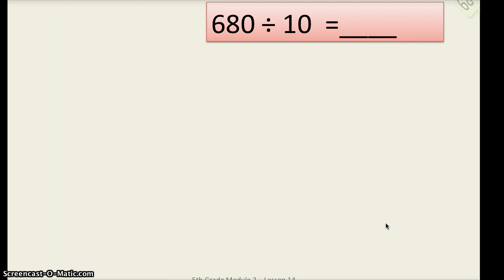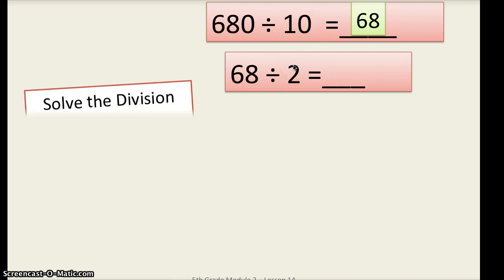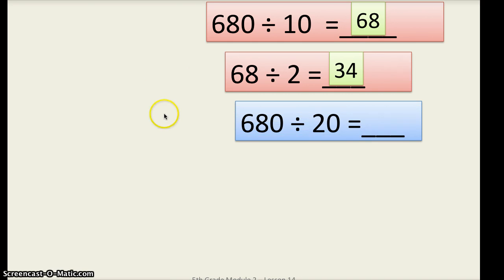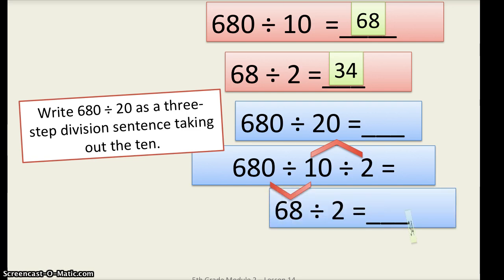680 divided by 10 equals 68. Now divided it by 2. You guys know the drill from here, so look at what we're actually dividing it by. 680 divided by 20. And I get my answer, 34. So 680 divided by 20 is, I've done it right here. Divided by 10 divided by 2. There's how I broke it apart. My answer is 34.